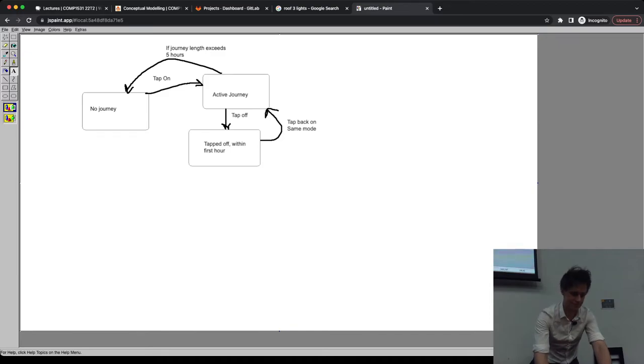Tap off, 15 minutes. Yep. You tap it again, it reverses. There we go. So if you tap within 15 minutes, it goes back to no journey. Exactly. That's it. So you can tap on reverse off within 15 minutes.